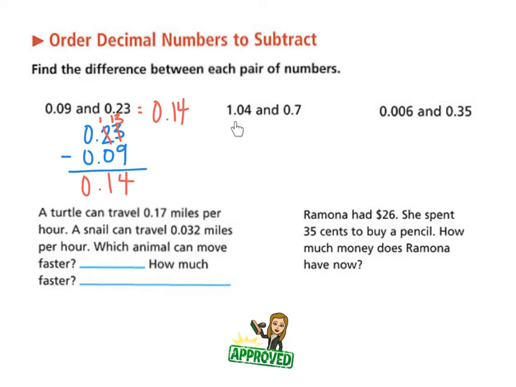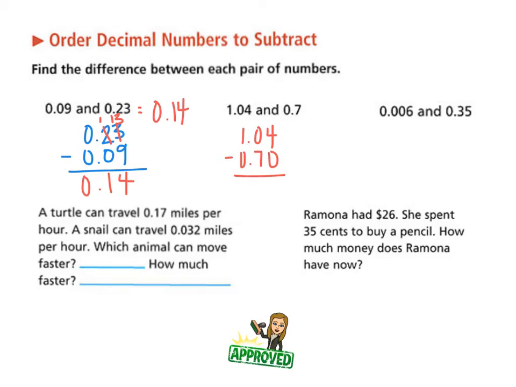Next we have 1 and 4 hundredths and 7/10. So 1 and 4 hundredths is greater because of the whole number. 1 is bigger than 0. So that goes on top. So 1 and 4 hundredths minus 7/10. So we have an opening at the end here. Remember, we just put in a 0. Always just make sure your decimals are lined up.